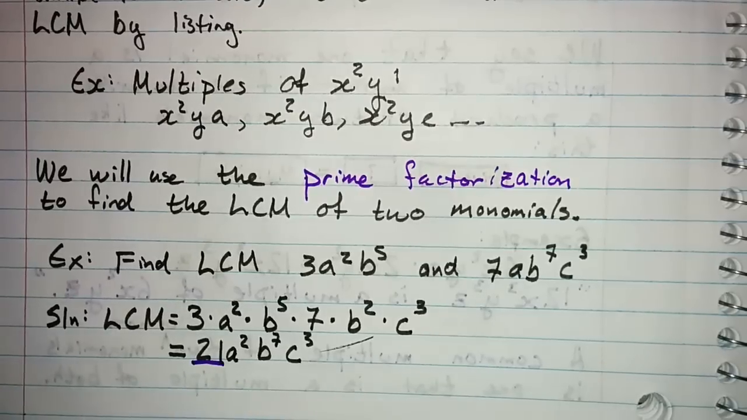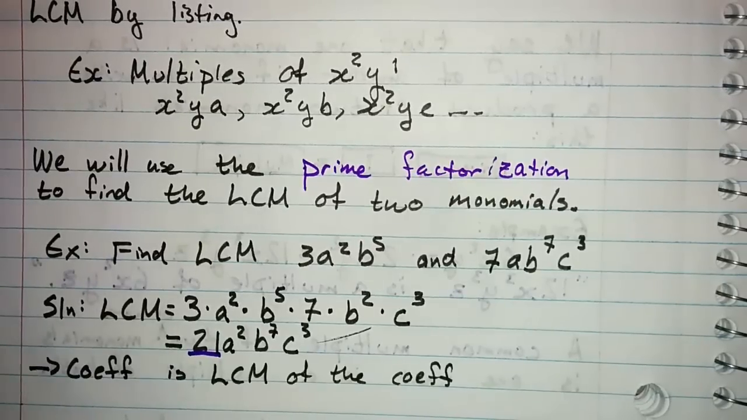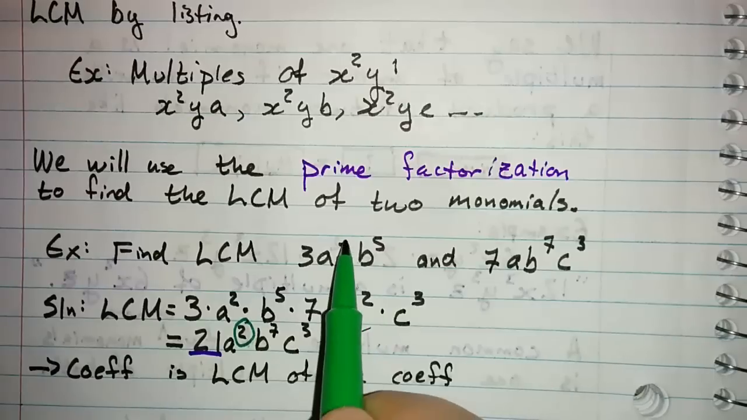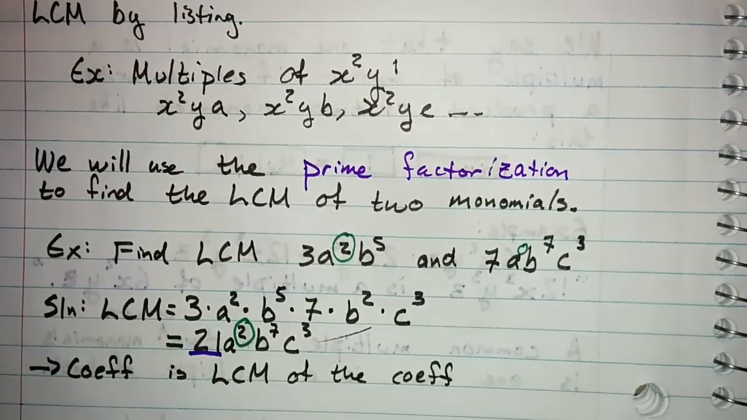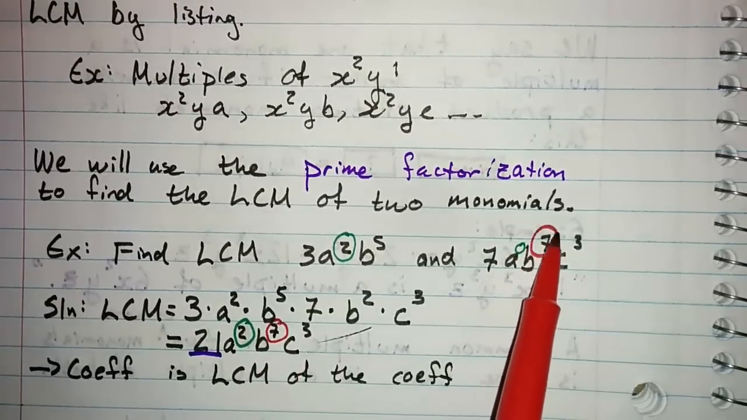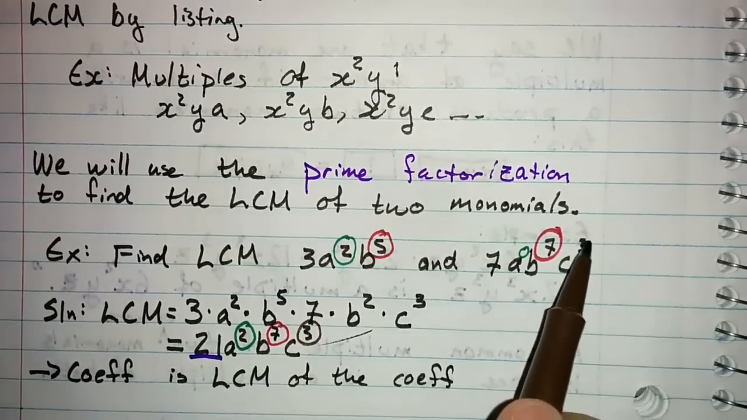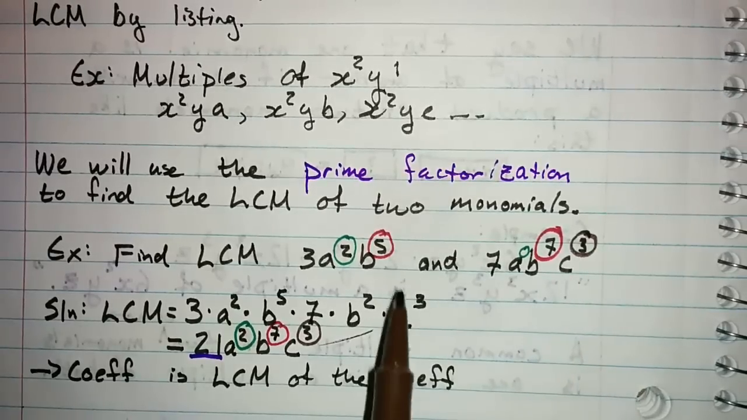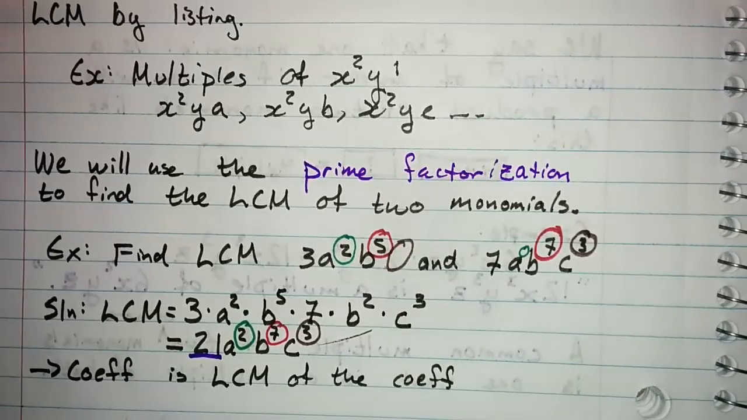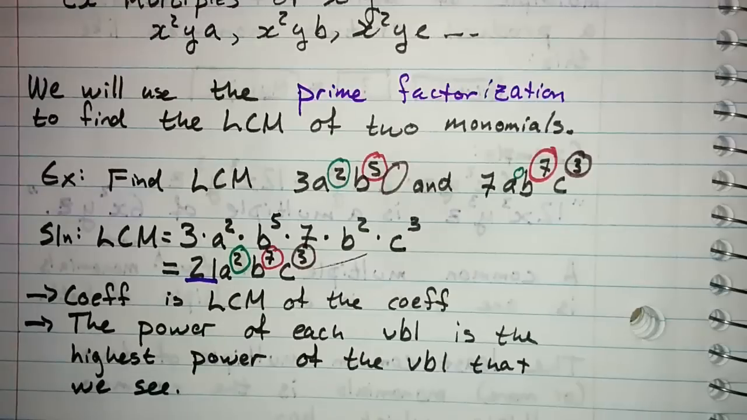Notice what we have here. The coefficient is the least common multiple of the coefficients. And then the power of a is the higher of the 2 powers of a that we see. The power of b is the higher of the 2 powers of b that we see. And the power of c is the only power of c that we see. So the power of each variable is the highest power of that variable that occurs in either of our monomials. And that's just what it takes to be the least common multiple.